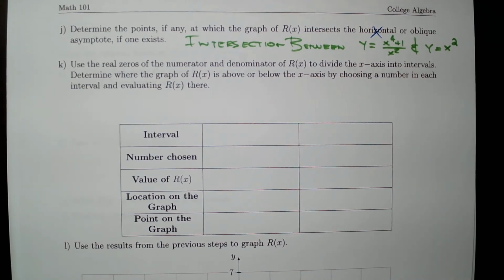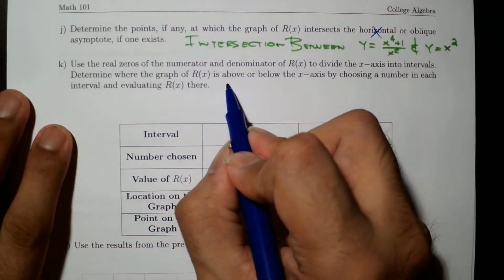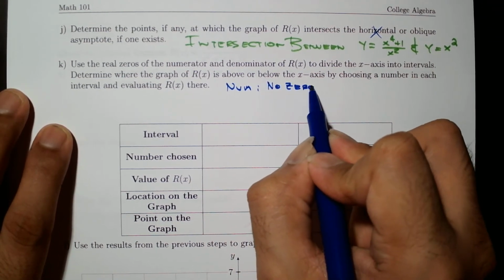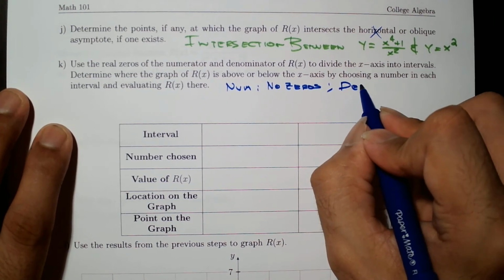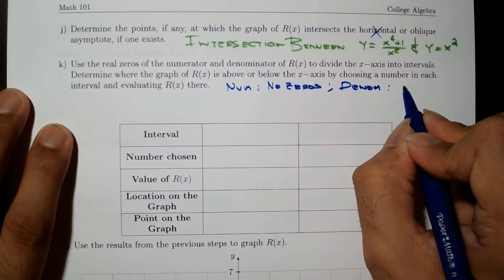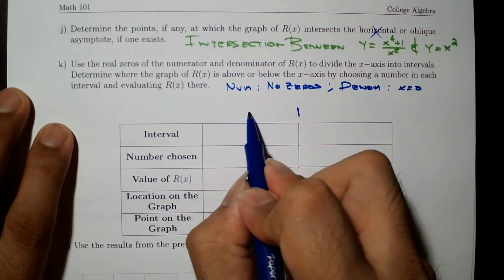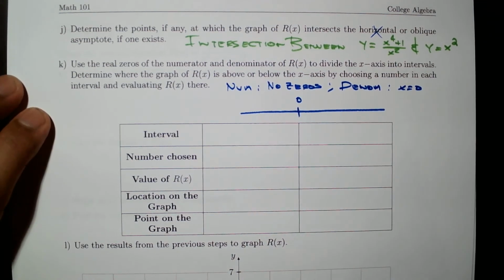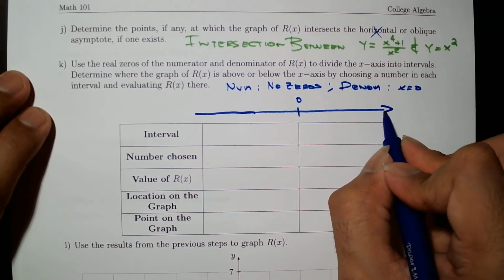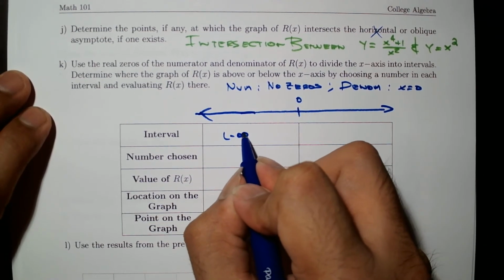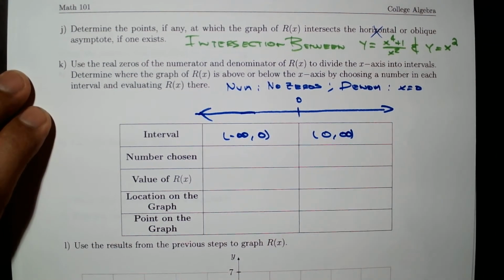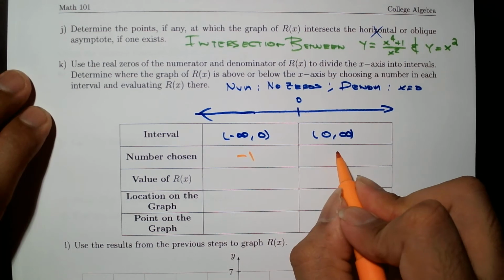Now let's use the real zeros of the numerator and denominator. The numerator has no zeros. However, the denominator's only zero was x equals 0. So I'm going to choose a number before and after 0. This will give rise to the intervals negative infinity to 0 and 0 to infinity. I'm going to choose negative 1 and I'm going to choose 1.